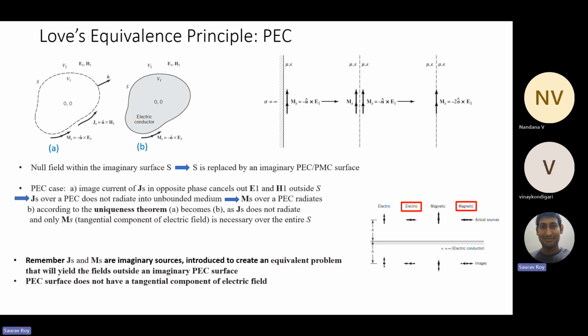So it is as if the same source, M equals 2 n cross E1, is radiating into the same medium, mu epsilon medium, unboundedly. Unbounded means there is no boundary or anything. The same magnetic current source is transmitting in one medium only. That is how we simplify our problem using Love's principle.